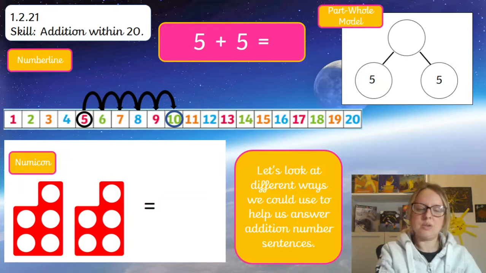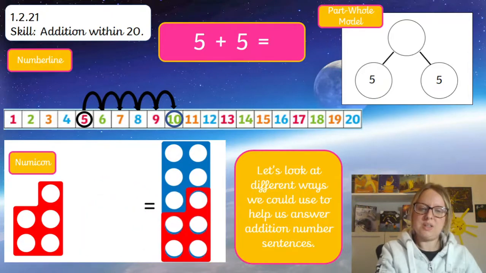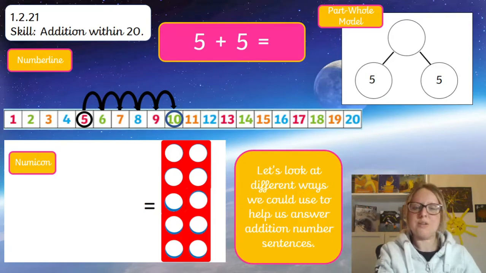If we were using our Numicon, we would have to put the 2 5 pieces on top of another shape, on top of another number, to see which fits. So in this case, they fit perfectly on top of a number 10. So we know that the answer is 10. On our part whole model, we would know that our 2 parts are 5s, and our whole number at the top would be our number 10.